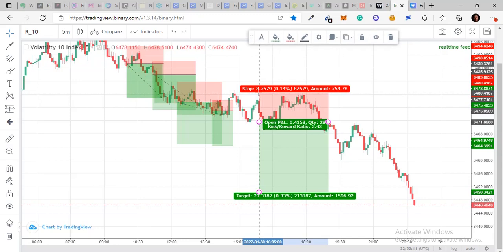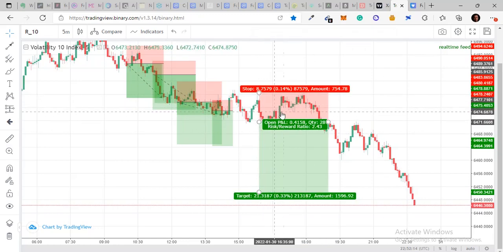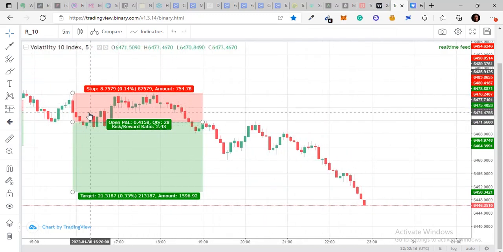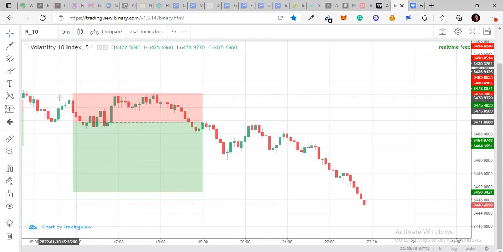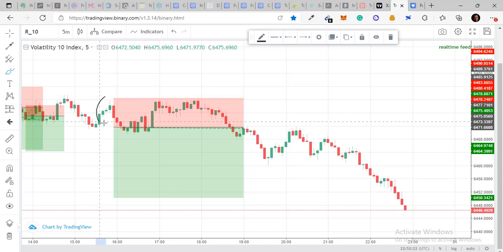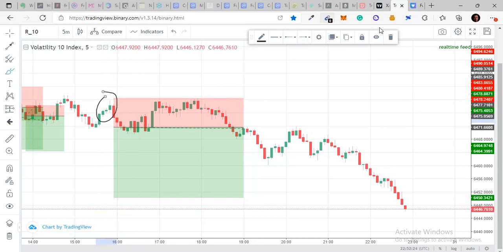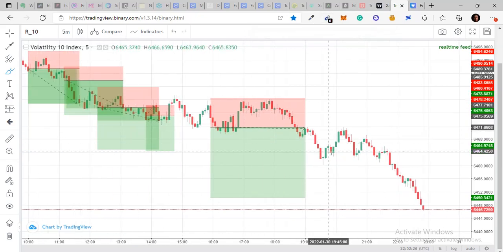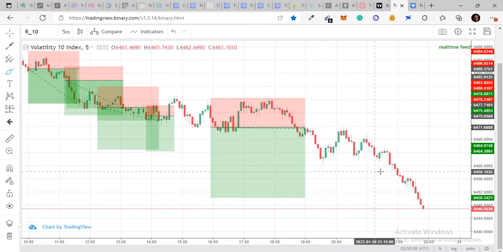Yeah, the market would have scared me here. You can see the market would have scared me here by pulling back, but since I have my stop loss above this other one, it wouldn't be a problem. So I will still be in profit. As you can see, the market started going down. Another place I will enter another trade is here.